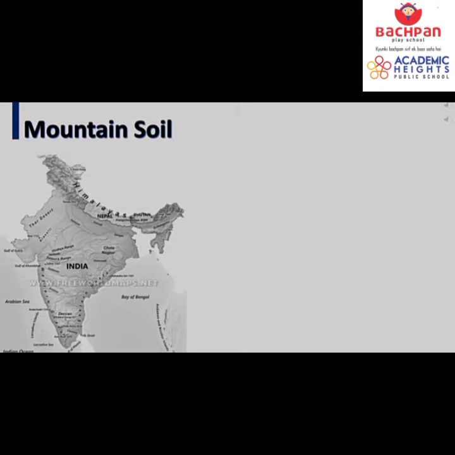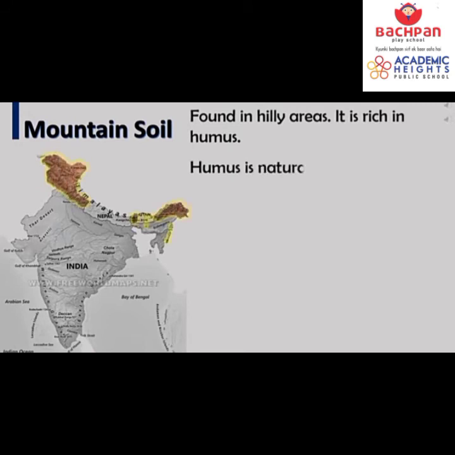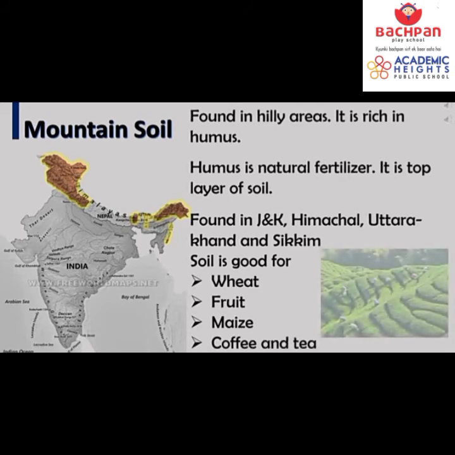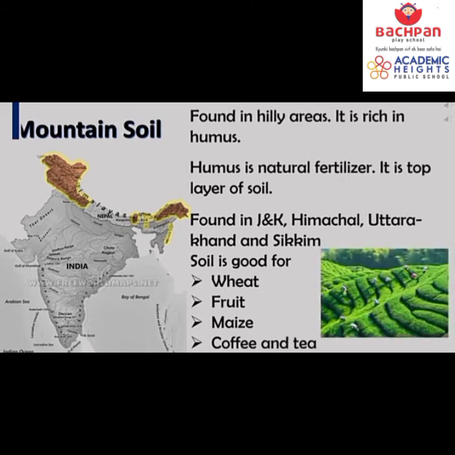Now dear students, it is a time to learn about a mountain soil. Mountain soil, as the name tells us, is found in hilly areas. It is rich in humus. Humus is a natural fertilizer and the topmost layer of a soil. It is found in Jammu Kashmir, Himachal Pradesh, Uttarakhand, Sikkim. Soil is good for wheat, fruit, maize, coffee and tea.